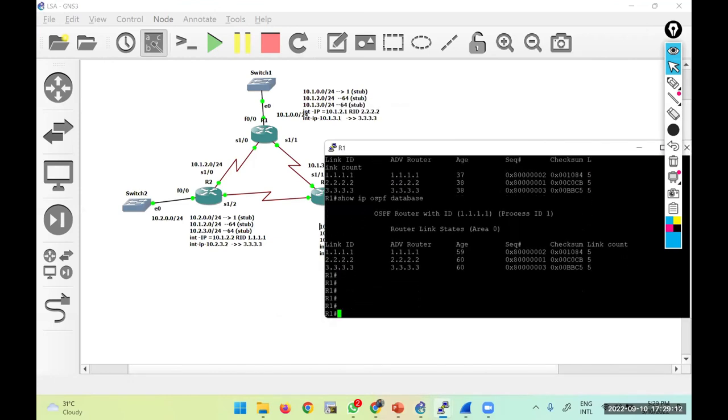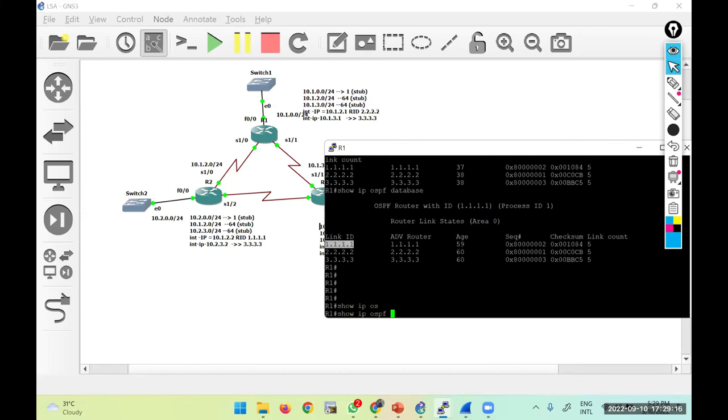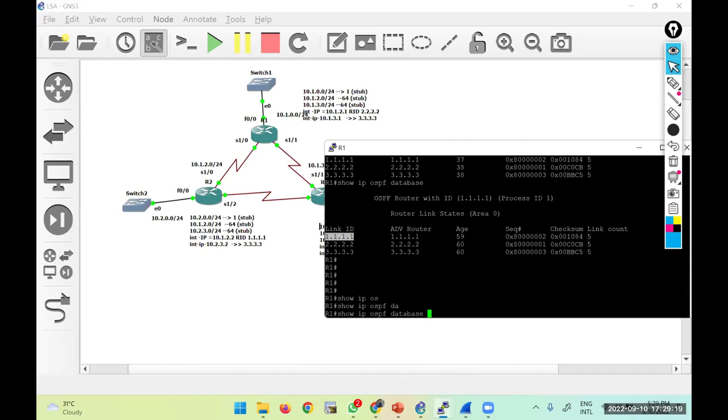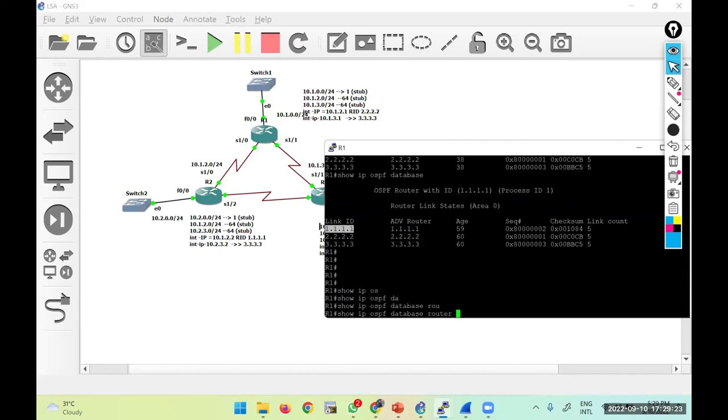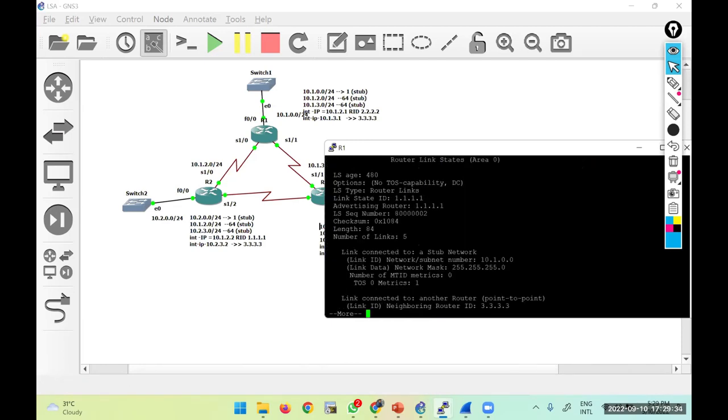So if we check on R1, from the R1 LSA, how will we check that? Show ip ospf database. LSA 1 is called the router LSA, and which LSA do you want to check? I want to check the R1 LSA, then the link ID of router 1.